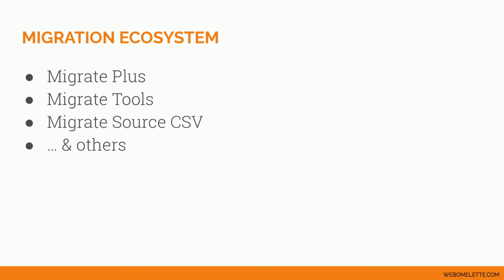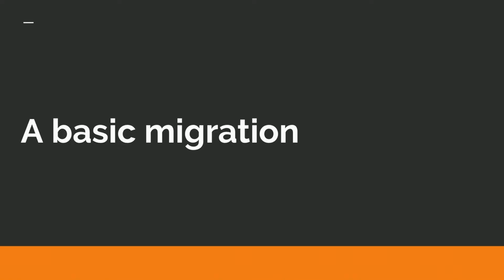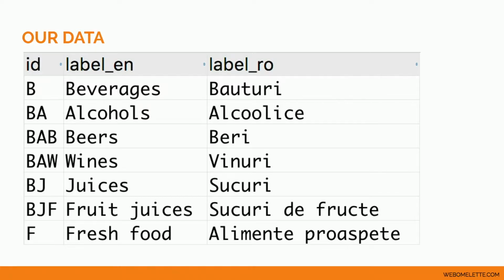Alright, so now we're going to look at how to put all these things together into a basic migration. So this is our data. We have a CSV file of categories, with a language example, translated into Romanian. This was for my Drupal Romanian thing.